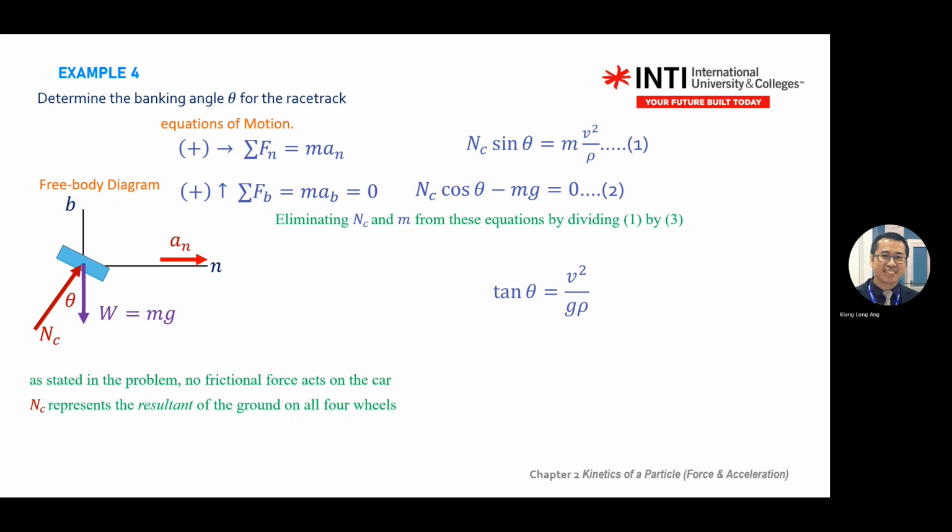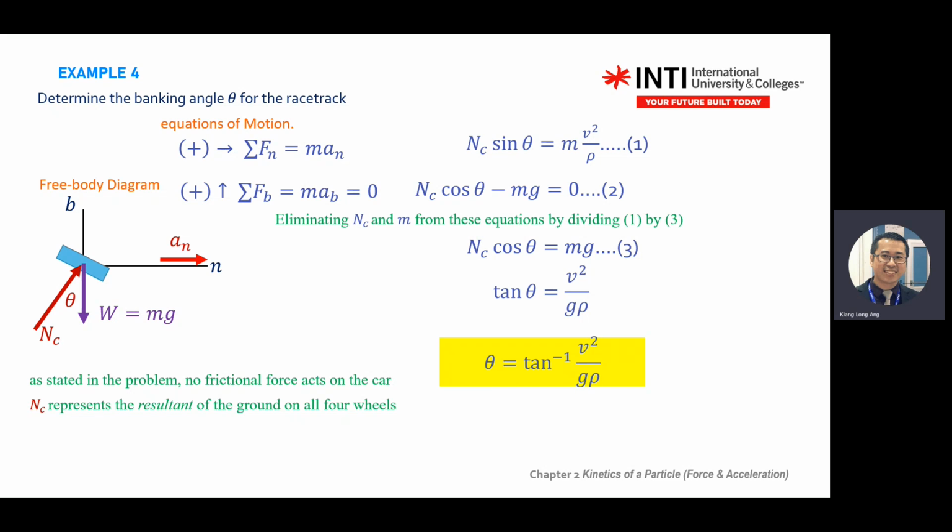This one you don't have, right? Sorry, there's one more equation. Okay, so you rearrange the second equation. You get N cos theta equals mg. You take the first one divided by the third one. You get tangent theta. This one, you cancel the m, you get v squared divided by g rho. So theta equals tan inverse of v squared over g rho.